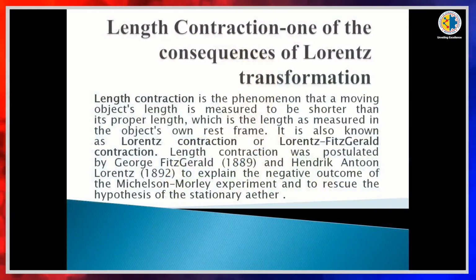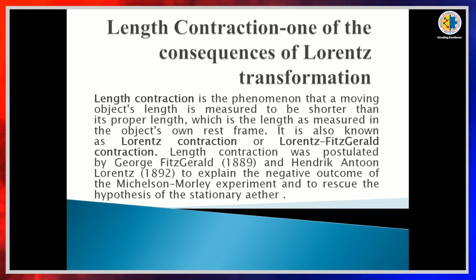Length contraction is the phenomenon that a moving object's length is measured to be shorter than its proper length, which is the length as measured in the object's own rest frame. It is also known as Lorentz contraction or Lorentz-Fitzgerald contraction.